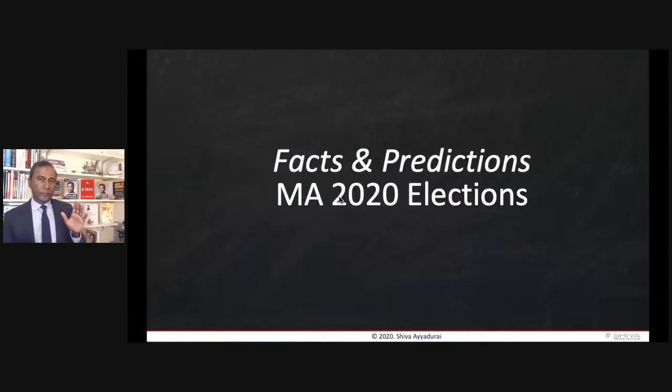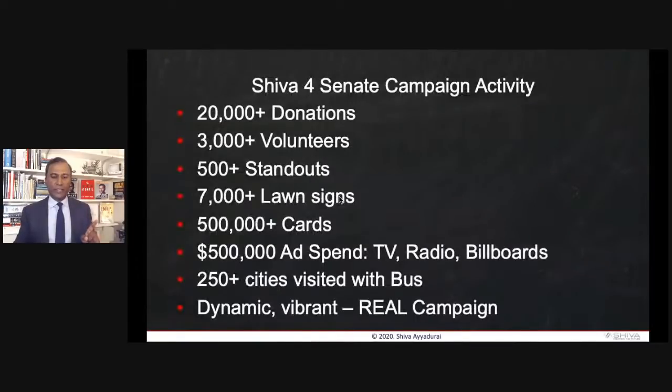Okay. And just to put this in context, what we talked about yesterday was the facts and the predictions. Just to keep this in context, our campaign activity in the 2020 election was 20,000 plus donations, 3,000 volunteers, 5,000 standouts, 7,000 plus lawn signs, 500,000 brochures and cards we gave out. We nearly spent $500,000 on TV, radio, and billboards. 250 cities our bus visited with me personally. Dynamic, vibrant, real campaign.